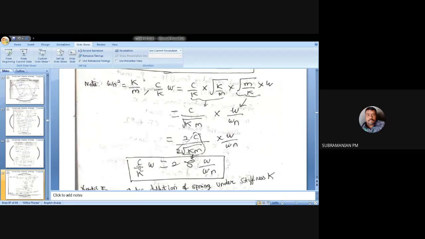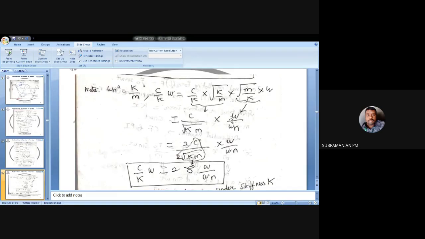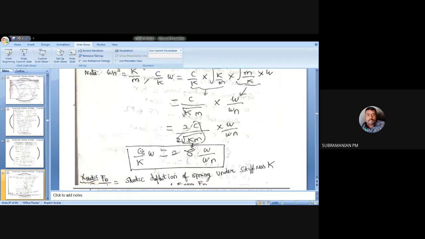And this one, be familiar with the result alone. No need to go through the derivation and all. That is, I can write C by K omega as 2 zeta omega by omega n. In the class, I might have explained to you, C by K omega, you can write it as 2 zeta omega by omega n.